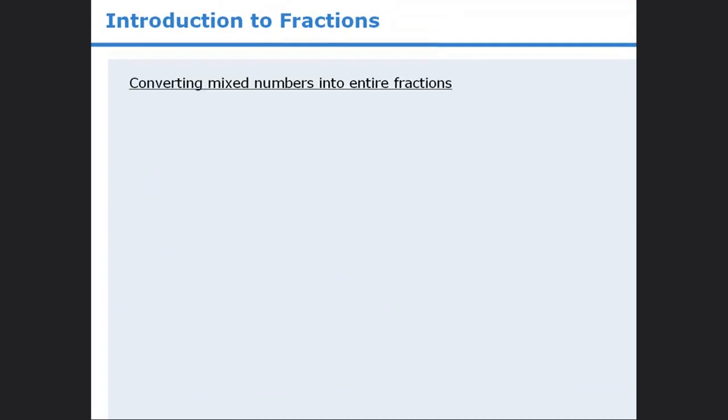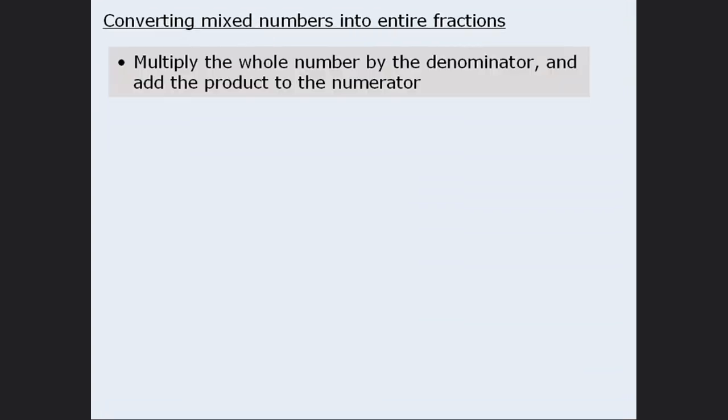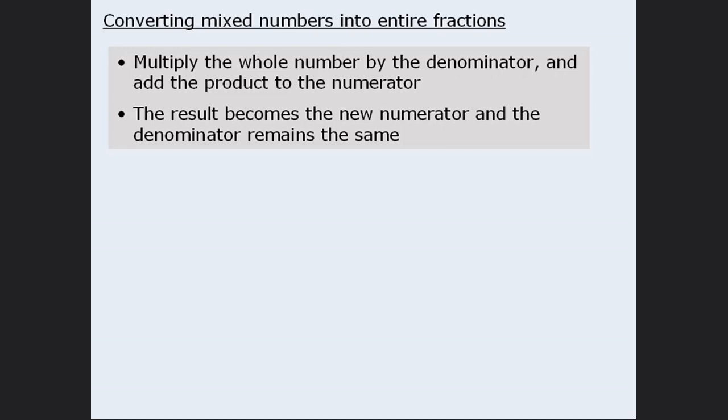Okay, now let's convert mixed numbers to entire fractions. The process is as follows. First, we multiply the whole number by the denominator, and then add this product to the numerator. The result becomes the new numerator, and the denominator stays the same. For example, to convert 6 1/3 to an entire fraction, we first multiply 6 and 3 to get 18, and then we add the numerator of 1 to get 19. So this becomes our numerator. We then keep the denominator the same as in the mixed number. So 6 1/3 is equal to 19/3.